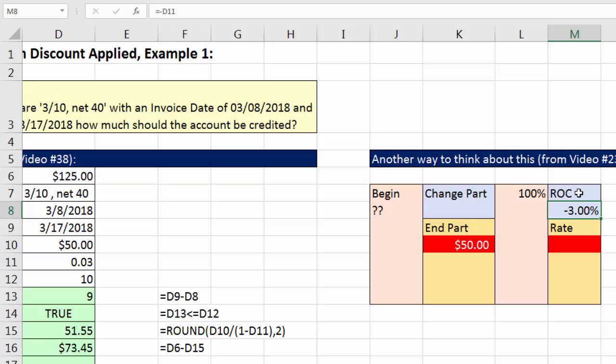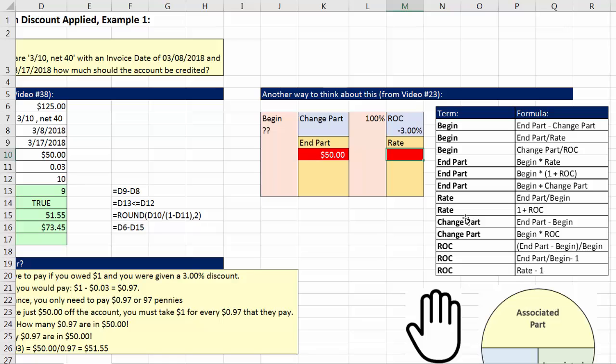That was also pre-formatted. Now, rate, that's 1 plus the rate of change. And what does rate mean? That means the amount you multiply by the begin to get the end. A 100% or 1 plus the rate of change. And when I hit enter, there's the 97 pennies for every $1.